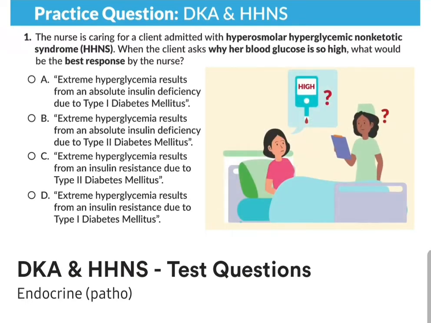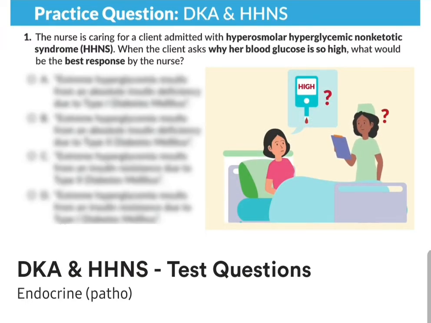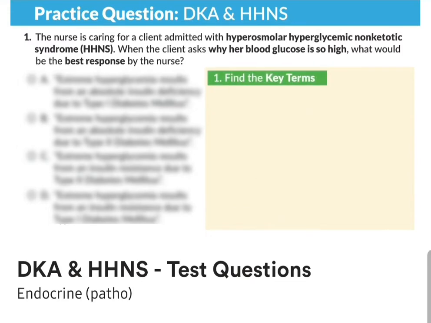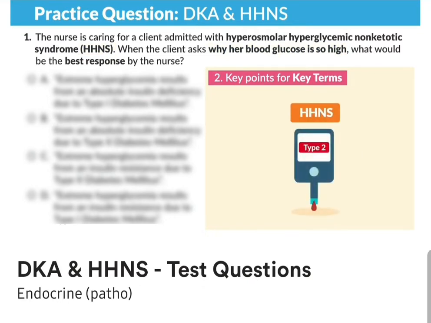All right, so let's break this question down following the question breakdown strategy. So first, look at the key terms in the question. We have HHNS, and the client is asking why her blood glucose is so high. Now, number 2, always think of a few things you know about those key terms. So for HHNS, we know it's a type 2 diabetic condition.